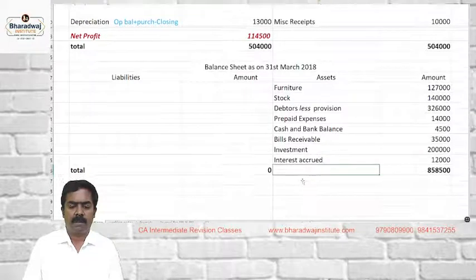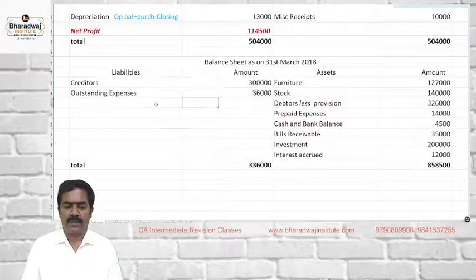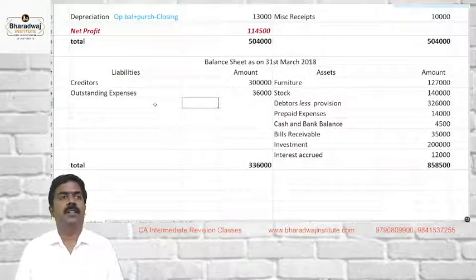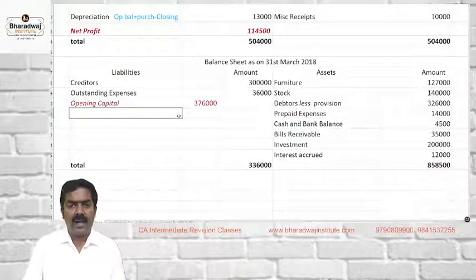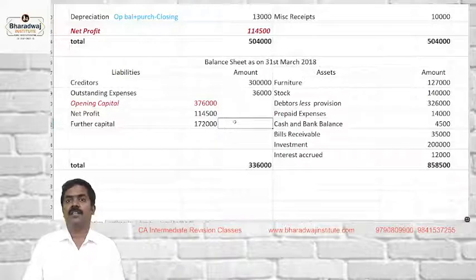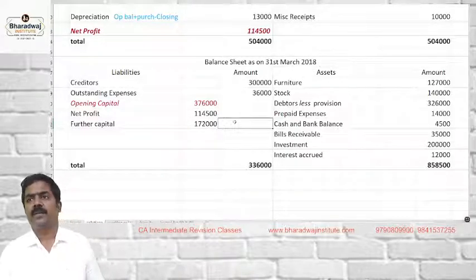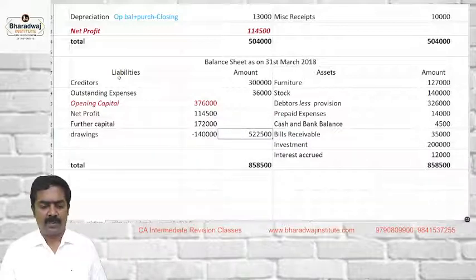What else? Creditors and outstanding expenses will come on the liability side. What was the capital at the beginning of the year? 3,76,000. Add net profit and additional capital. Any drawings given in the problem? Yes, how much? 1,40,000. Eliminate this and you will get capital for the balance sheet.